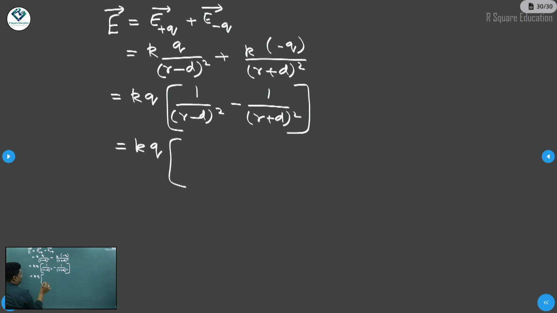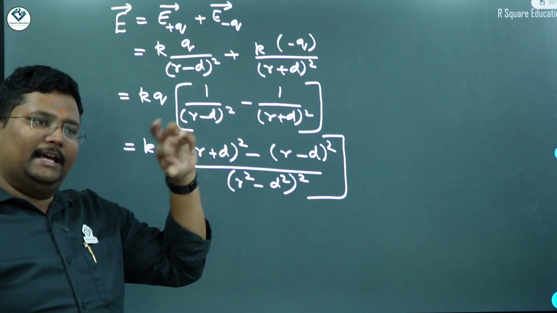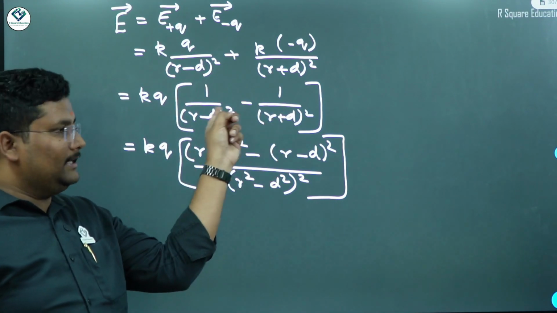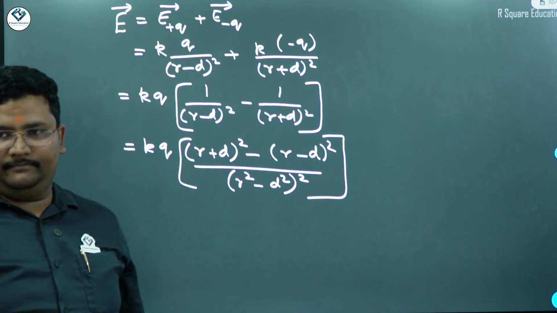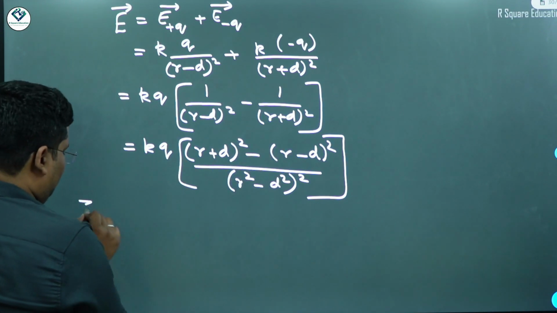KQ [(R plus D) the whole square minus (R minus D) the whole square] divided by A square minus B square. So what you will get? R square minus D square, whole square. This is A plus B, A minus B, so A square minus B square, R square minus D square already, so whole square. Is that clear? Right? Yes. Now expand it.